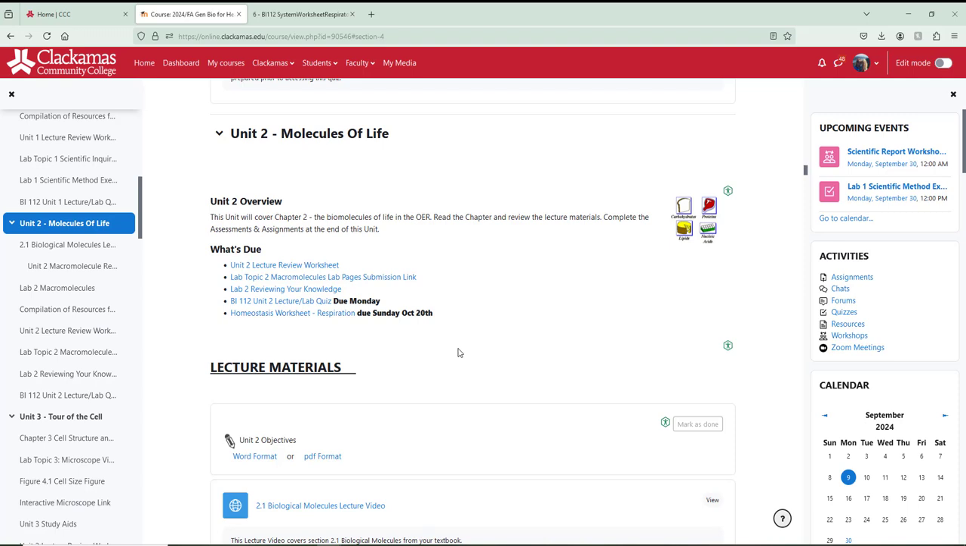Basically your body processes are based on those 4 macromolecules. So those are the building blocks of you. So we'll talk about those in chapter 2 from your OpenStax textbook.